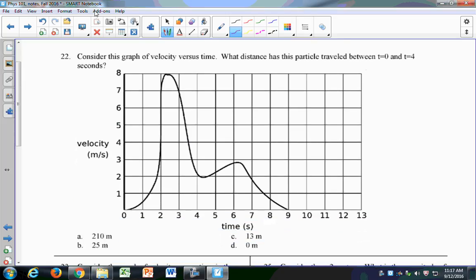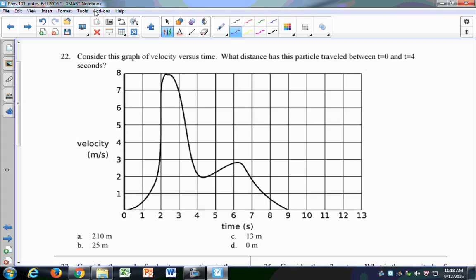Okay, this is another graphing problem, but it's a little bit different. I gave you the velocity versus time graph, and I asked you to tell me the distance that it's traveled between t equals 0 and t equals 4 seconds. So first of all, recognize it's velocity versus time, and then I'm looking for distance. If I'm looking for distance on a velocity versus time graph, I do what? The slope or the area?